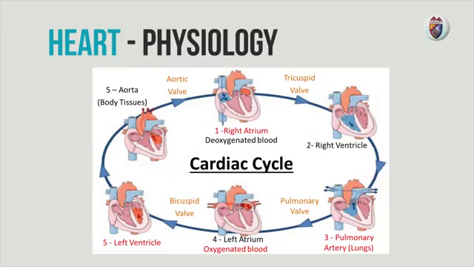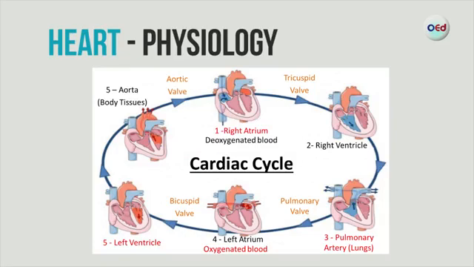When oxygenated blood from the lungs goes back to the heart, it makes its way to the left atrium. As the left atrium fills, the bicuspid valve prepares to open, to send the blood towards the left ventricle. When the left ventricle has been filled, the bicuspid valve closes to prevent backflow of blood between the two chambers.